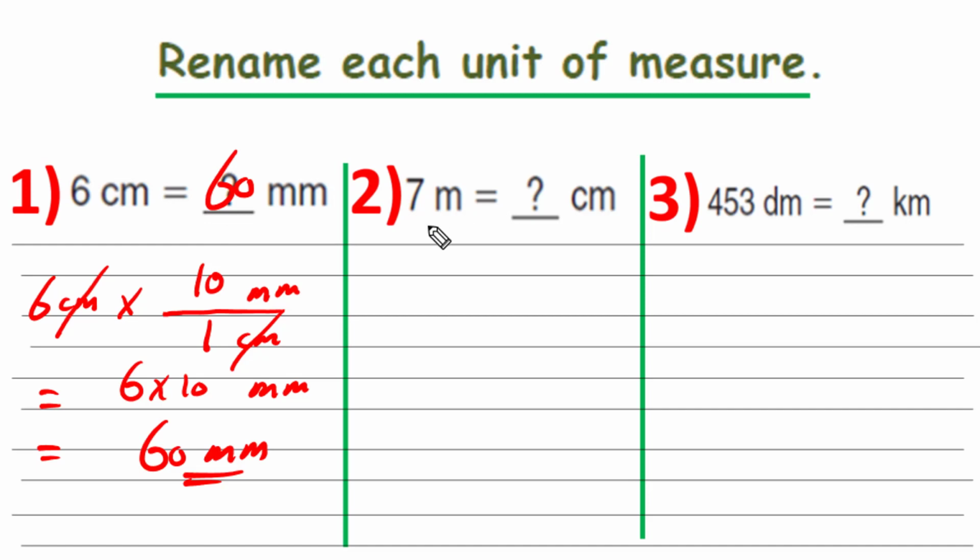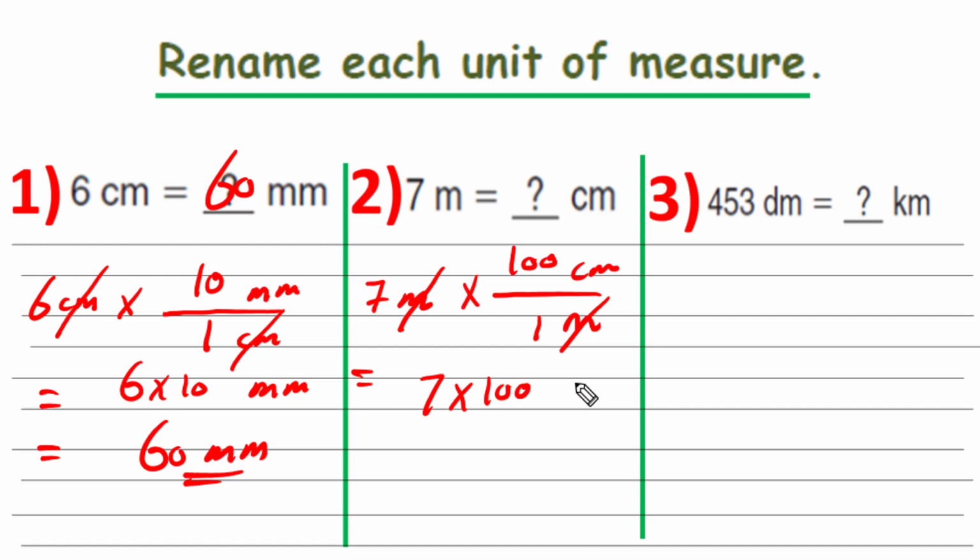In the same way, 7 meters equals how many centimeters? To convert from 7 meters, just multiply by the conversion factor. Meter down and centimeter up. 1 meter equals 100 centimeters. Cancel meter. Now we get 7 times 100 centimeters. We get 700 centimeters. Now the missing number is 700 centimeters.